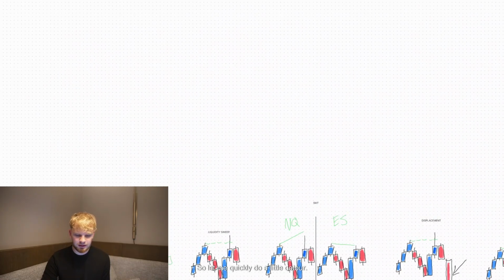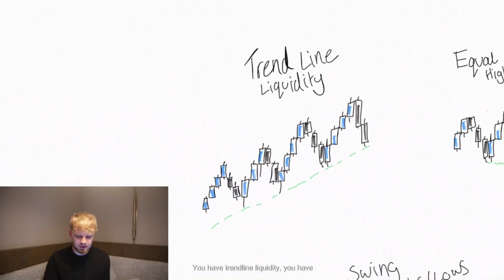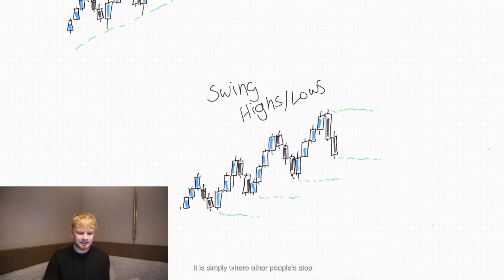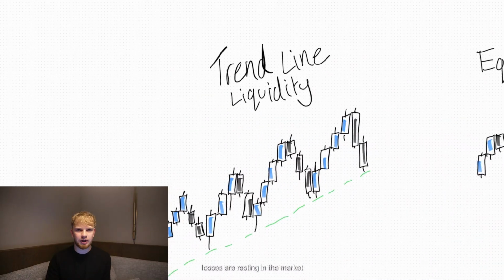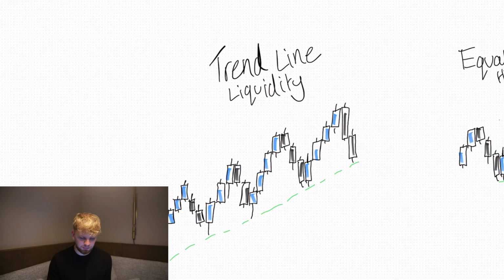So let me quickly do a little detour. This is liquidity. You have trendline liquidity, you have equal highs and equal lows, you have swing highs, swing lows. It is simply where other people's stop losses are resting in the market and where price action is most likely going to be drawn to. So for example here, I don't want to focus too much on liquidity. I want to focus more on the other concepts because I have lots of videos on liquidity.